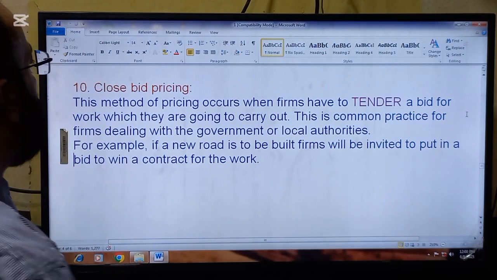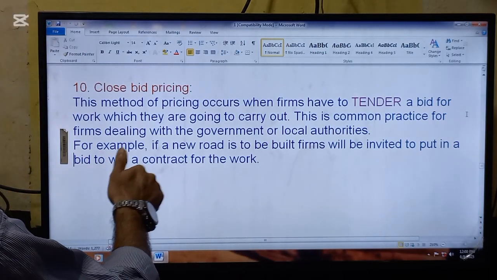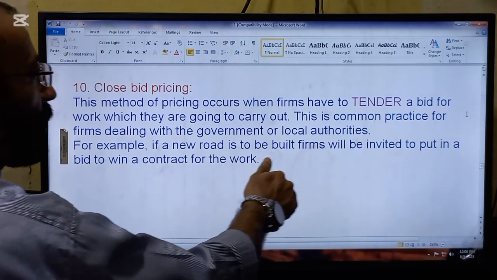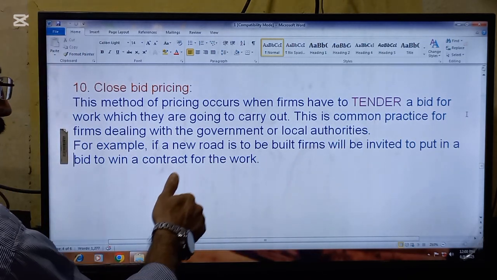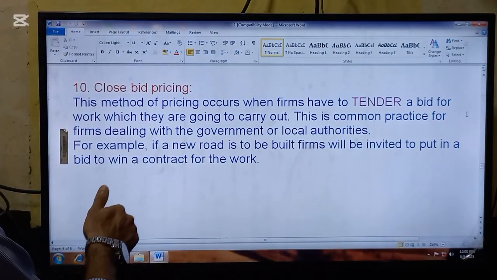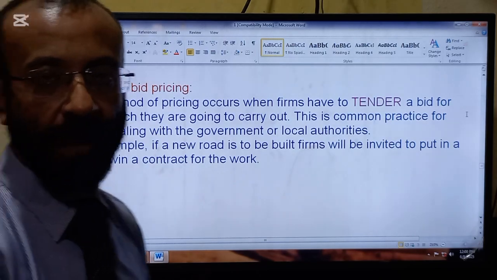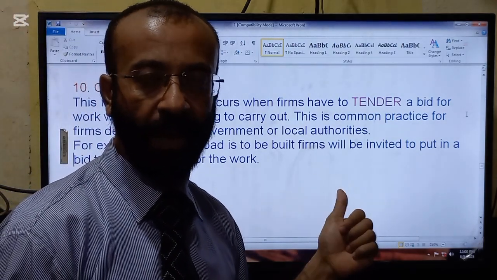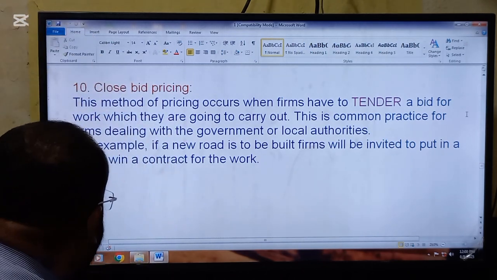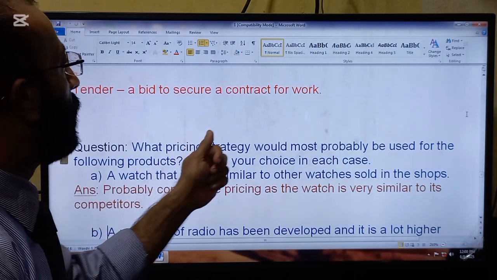This method of pricing occurs when firms have to tender a bid for work which they are going to carry out. This is common practice for firms dealing with the government or local authorities. For example, if a new road is to be built, firms will be invited to put in a bid to win a contract for the work. So they bid. This kind of strategy is called closed bid pricing. Tender: a bid to secure a contract for the work.